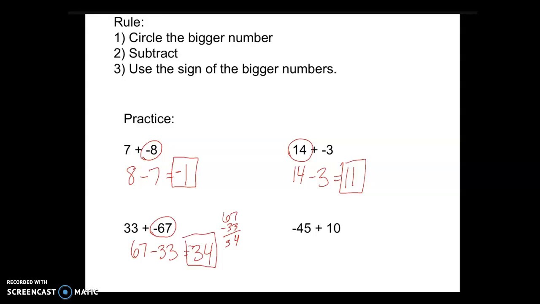-45 plus 10. So we need to circle -45. Subtract 45 minus 10 gives us 35. 45 is negative, so 35 is going to be negative.